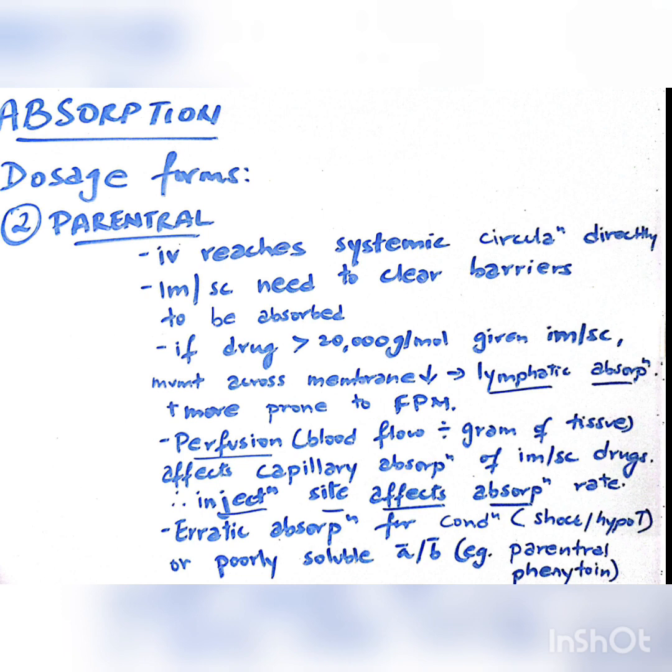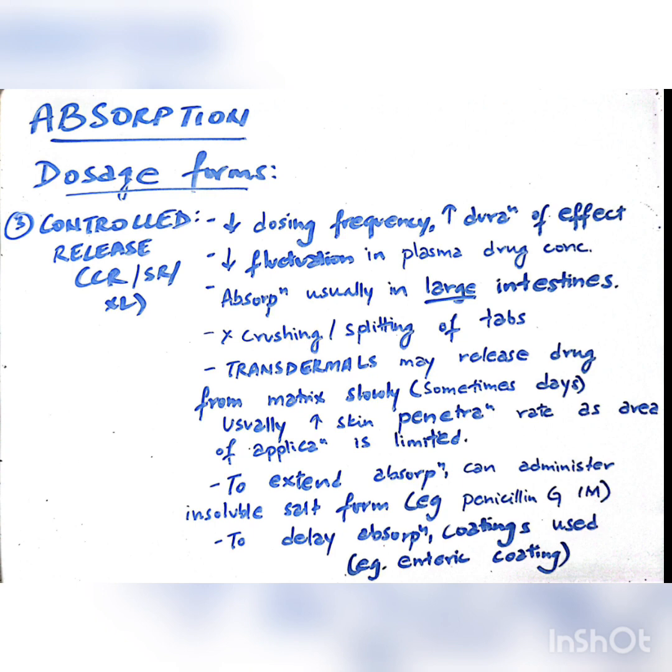Perfusion, which is the blood flow divided by the gram of tissue, or the blood flow rate, usually affects capillary absorption of IM or SC drugs. Injection site usually affects absorption rate, as we did see the difference between IV, IM and SC. Erratic absorption from parenteral formulations may also be a case which we need to consider, especially in shock or hypotensive conditions. For poorly soluble acids or bases, this may be another case, such as parenteral phenytoin. By giving them by different parenteral routes, we see different absorption.